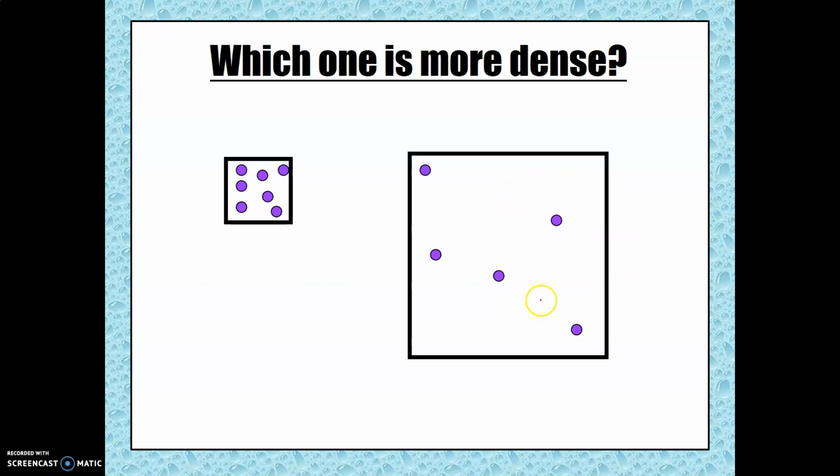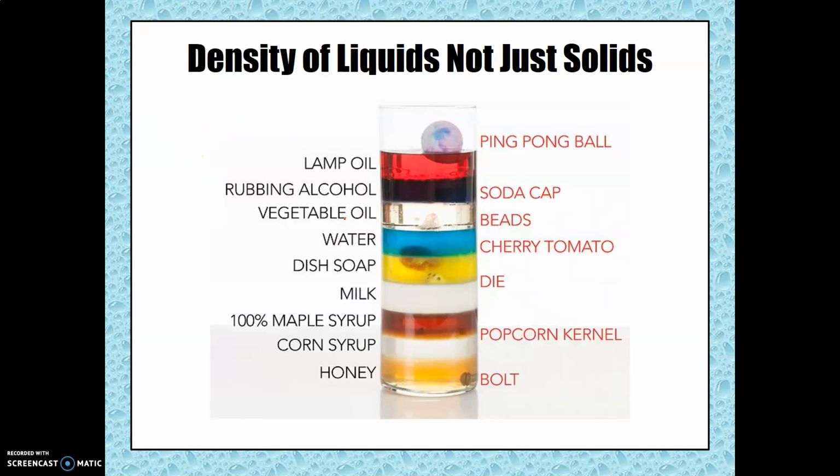This time is a little bit trickier because the mass is different and the volume is different. We don't have the same number of particles and the size of the boxes is different. So here I really have to think about, if I were to compare equal sizes, this one over here really doesn't have as many particles crammed into the same amount of space. So that means this one is more dense.